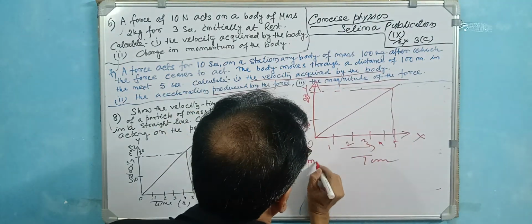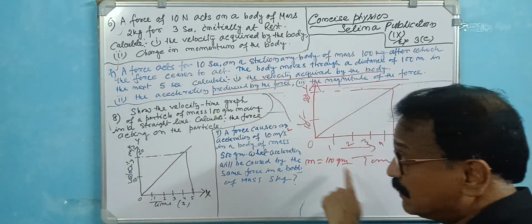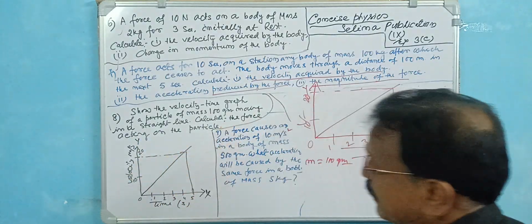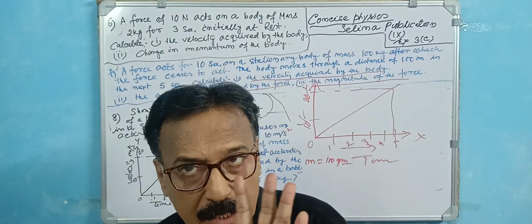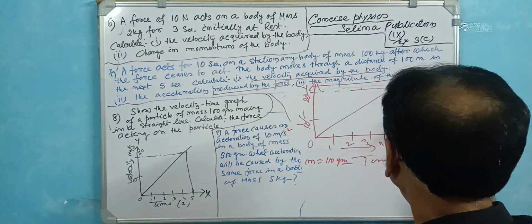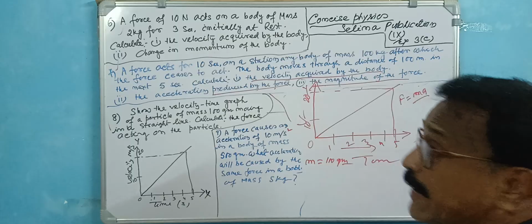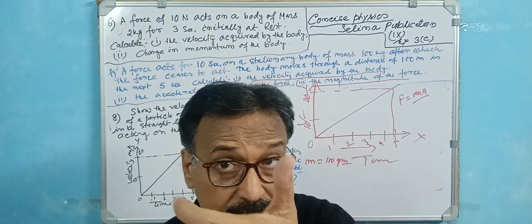The mass is given as 100 gram. No problem, this is a CGS system, moving in a straight line. Calculate the force acting on the particle. F is equal to ma. You have to calculate it, but you don't know the acceleration. Where will we get the acceleration from?